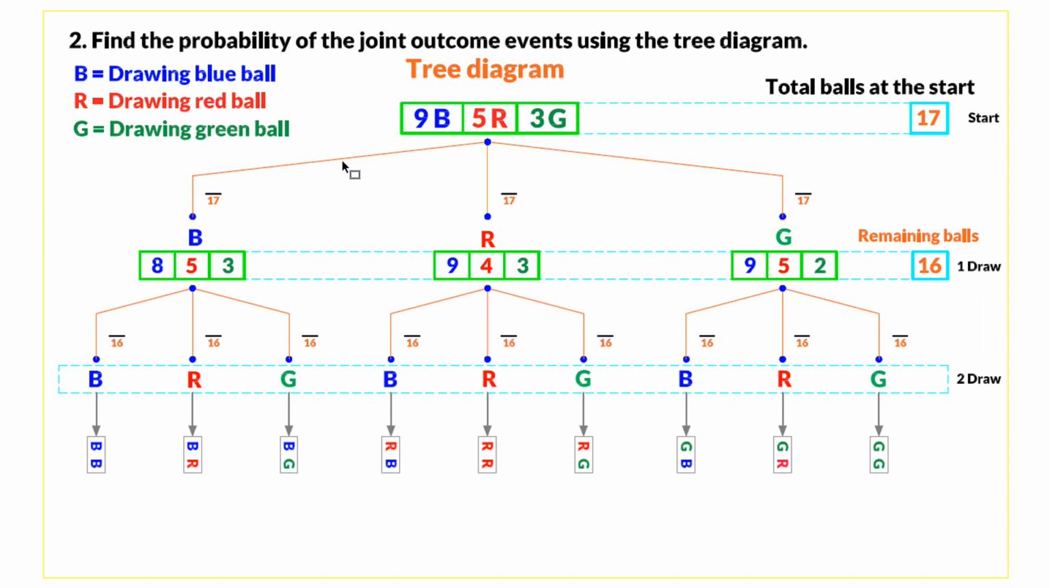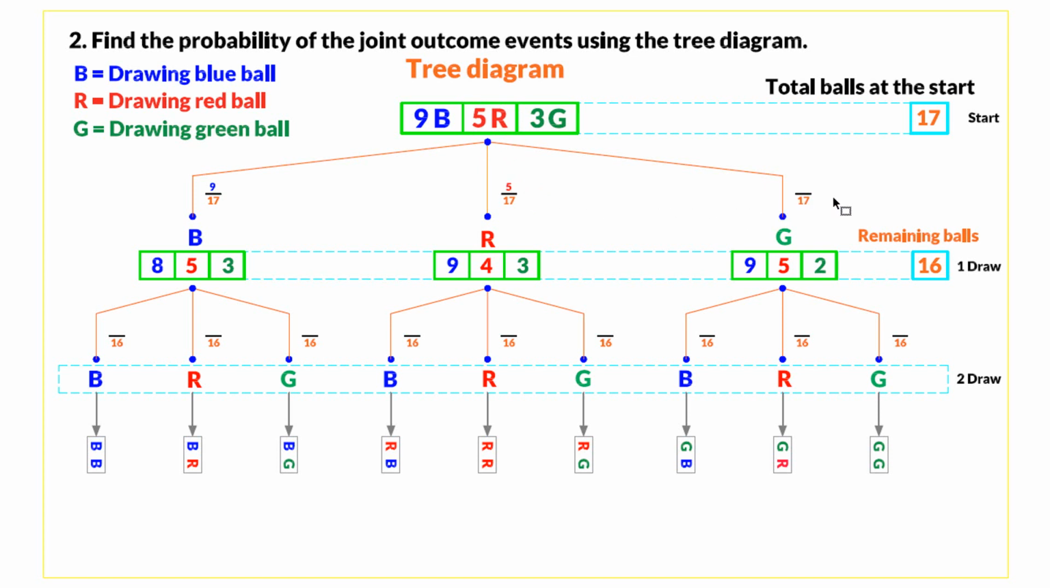So what is the probability of picking the first blue? So we have 9 blue, so the number of favorable outcome is 9, and the probability is 9 over 17. And what is the probability of picking the first red? We have 5 red here, favorable outcome, so it is 5 over 17.